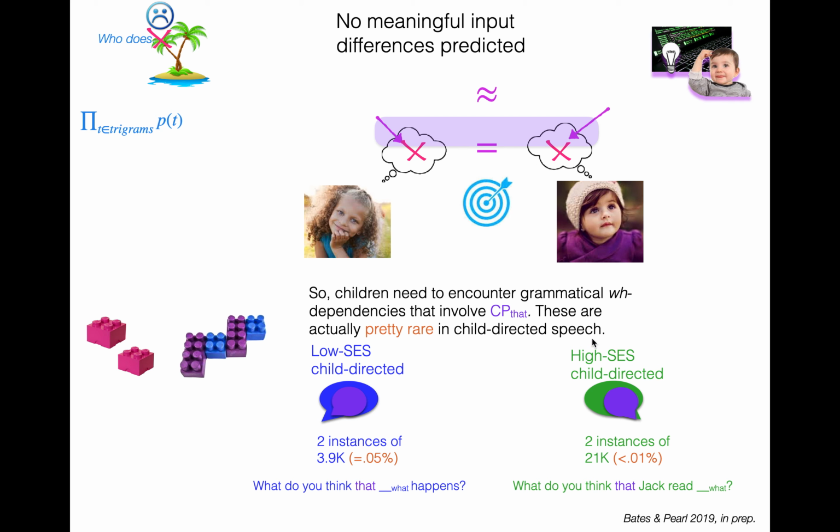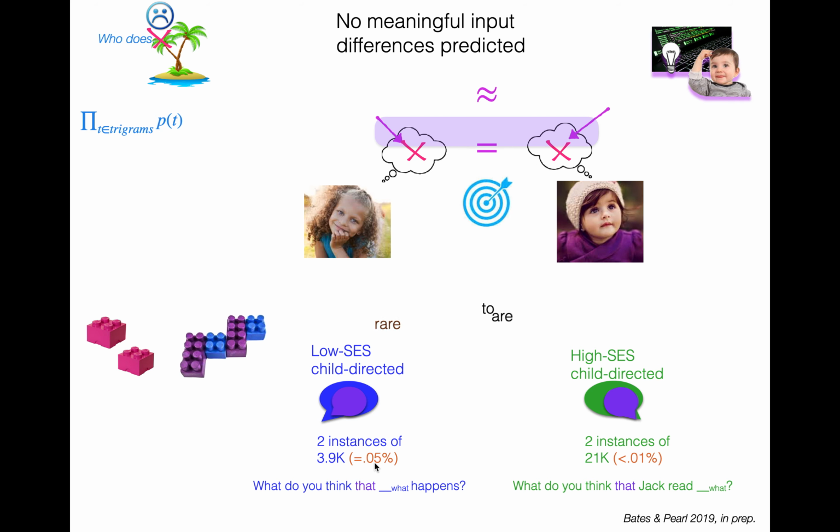Both of the instances in high SES child-directed speech were, what do you think that Jack read? Something like that. So an embedded clause object, versus for the low SES child-directed speech, both of them were of this form: what do you think that happens, where we have an embedded clause subject, actually, with a complementizer phrase that, right? So they're pretty rare. They make up less than 0.01% or 0.05% of the input.